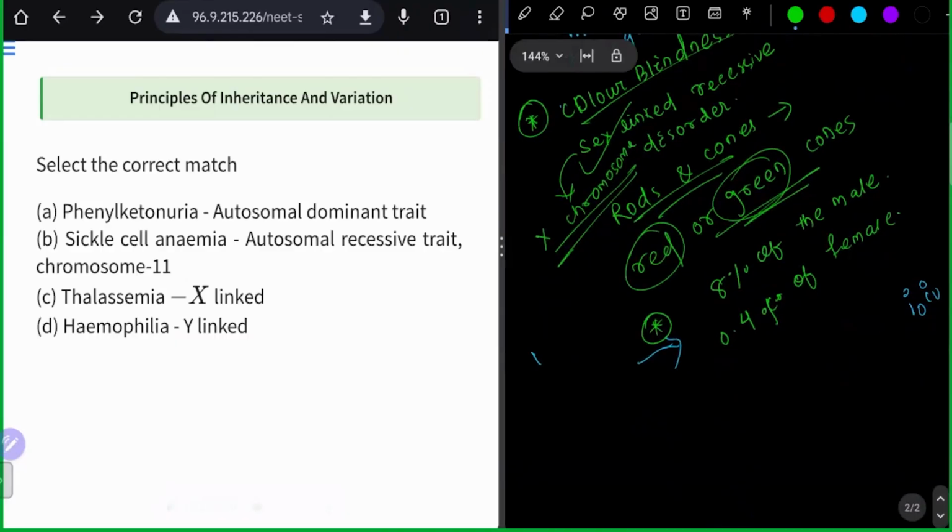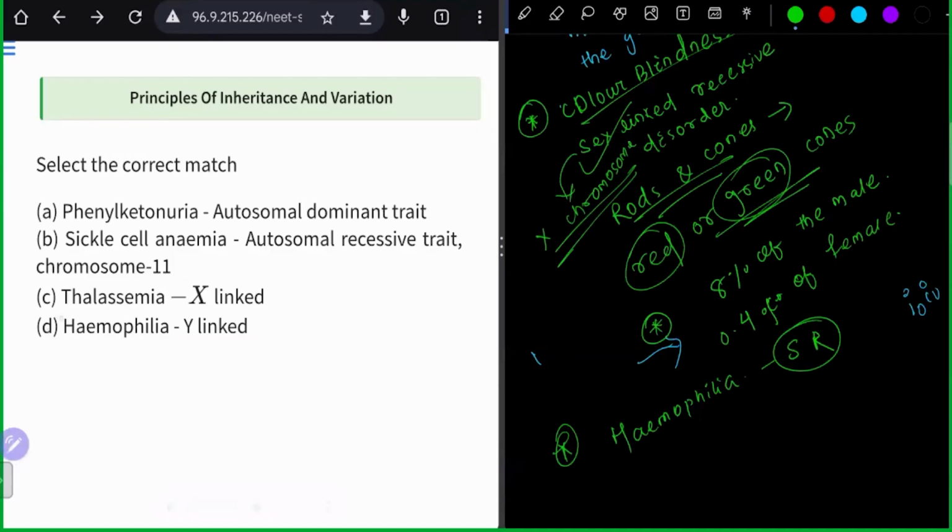The next example of Mendelian disorder is hemophilia. Hemophilia is again a sex-linked recessive disorder. Here you can see option D is hemophilia Y-linked, but it is again an X-linked disorder, so you can eliminate option D. Then we will see sickle cell anemia.